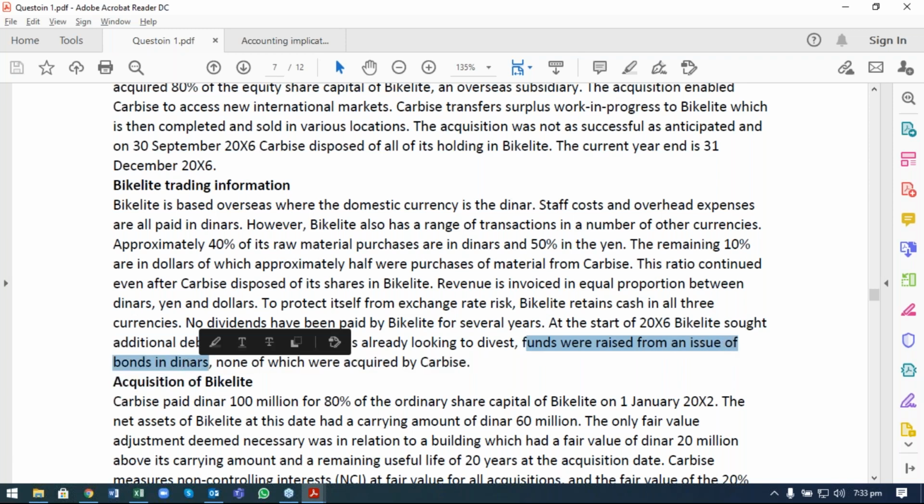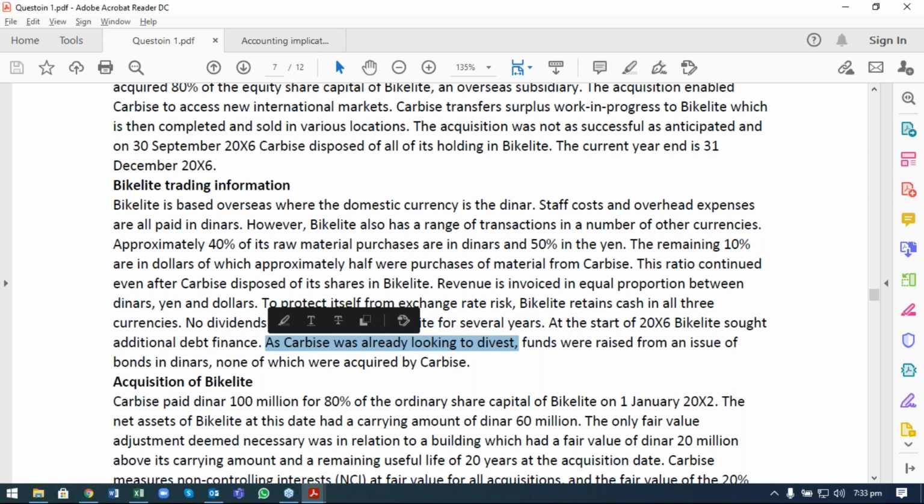So finance was mainly raised in dinars. That's one clarification that we have received. None of which was acquired by Carbide. Why has Carbide not acquired any of it? Because Carbide was already looking into divestment. Carbide was thinking of disposing of this subsidiary, right?